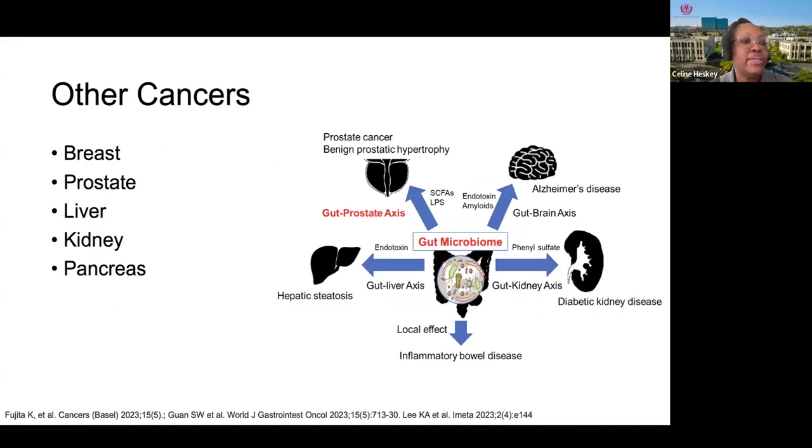Briefly, I'll just note that there are other cancers that appear to be associated with dysbiosis of the gut microbiota through the various gut organ axes, or through their metabolites that are generated by the action of various microbes in the gut. So these include breast cancer, prostate cancer, also cancers of the liver, kidney, and pancreas.